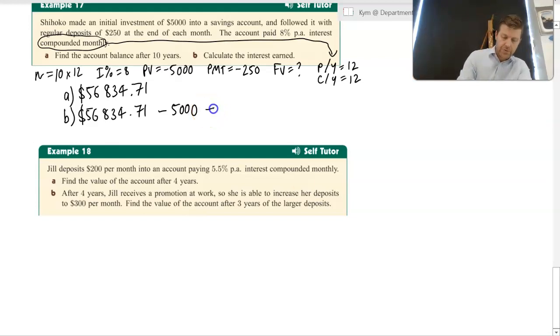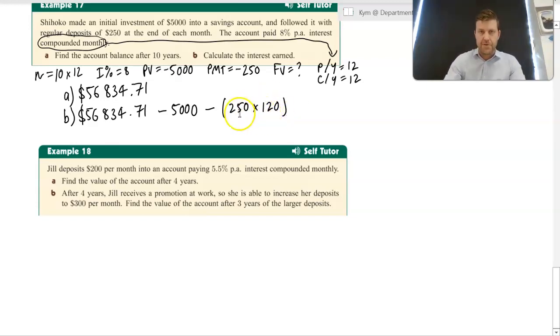And we're also going to subtract the monthly deposit of $250. And we did that for 10 years every month. So there was 120 lots of $250, okay? So that's where I got that amount from.